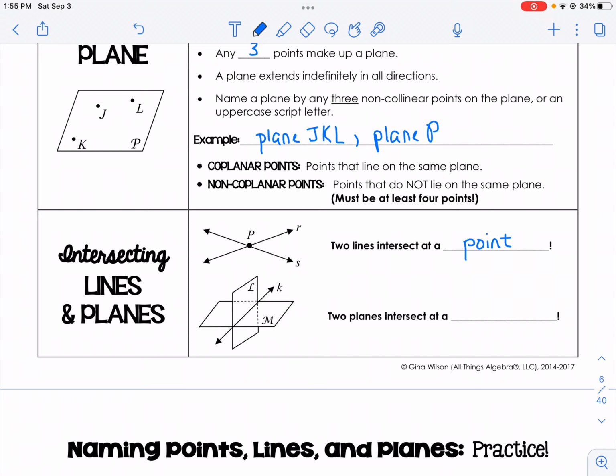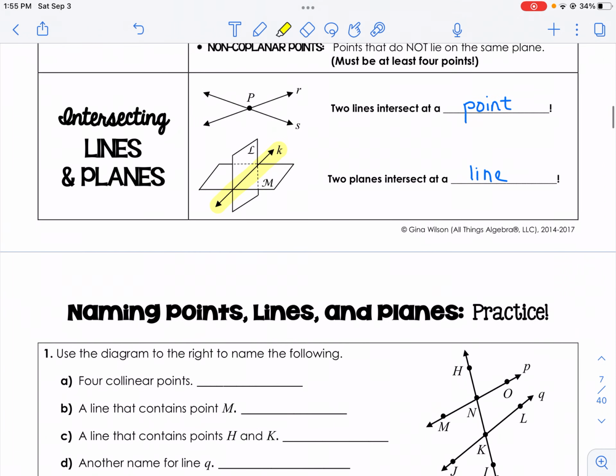Similarly, if we have 2 planes, so imagine 2 pieces of paper and they cross each other. They cross each other at a line. And you can see that line here with this line K. Plane L is up and down and plane M is sideways. They kind of make a T shape. Where they overlap is a line. And you can even play with some paper to see how that is relevant if you can't picture that.